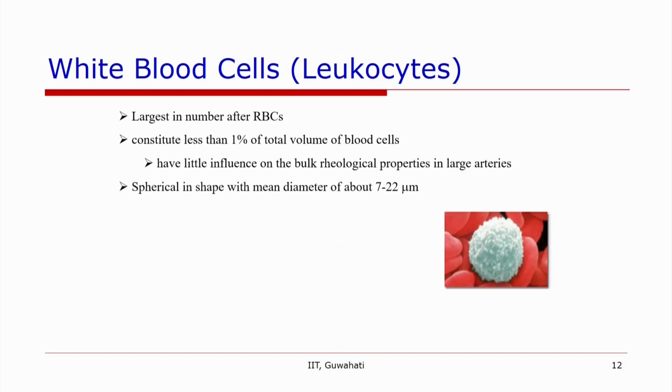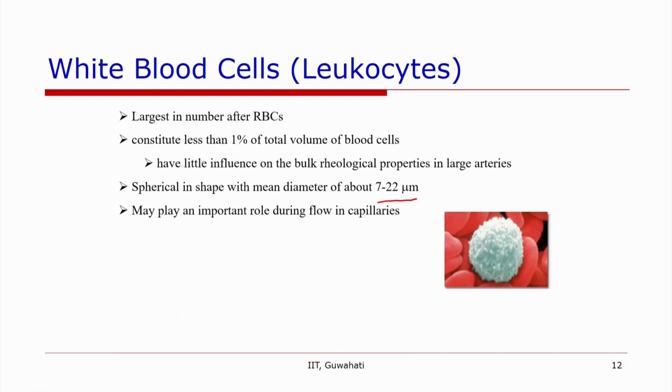The white blood cells are spherical in shape and their diameter is about 7 to 22 microns. There are 3 different kinds of white blood cells, and they can have different sizes.